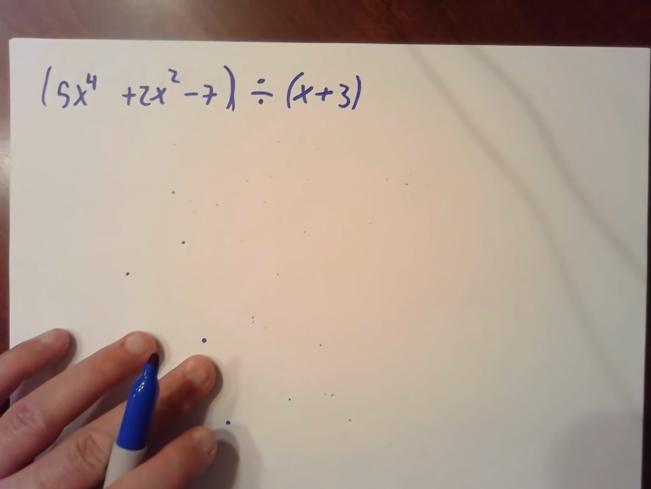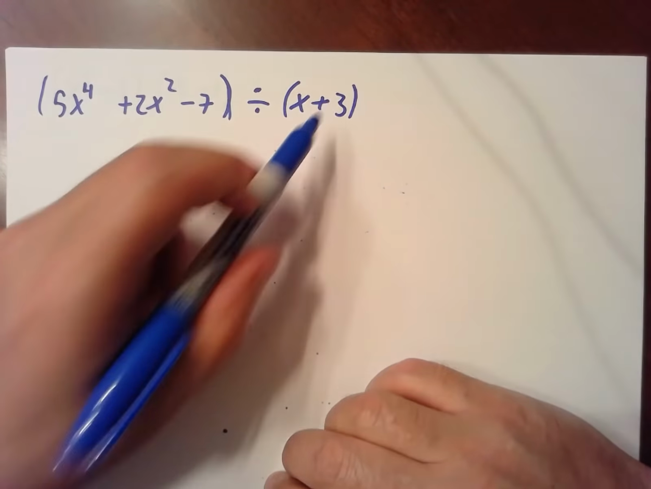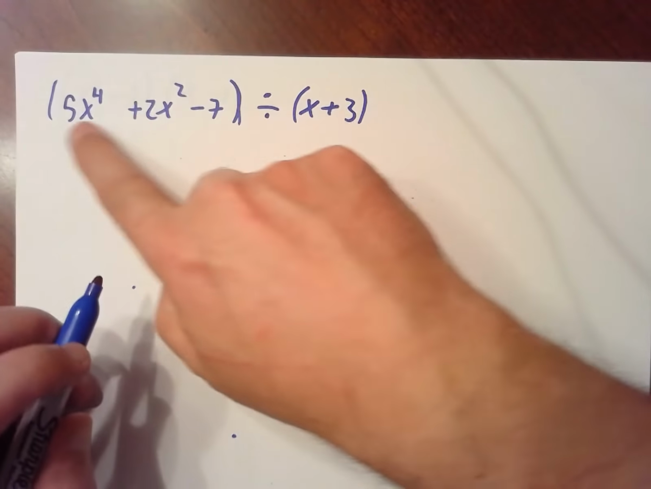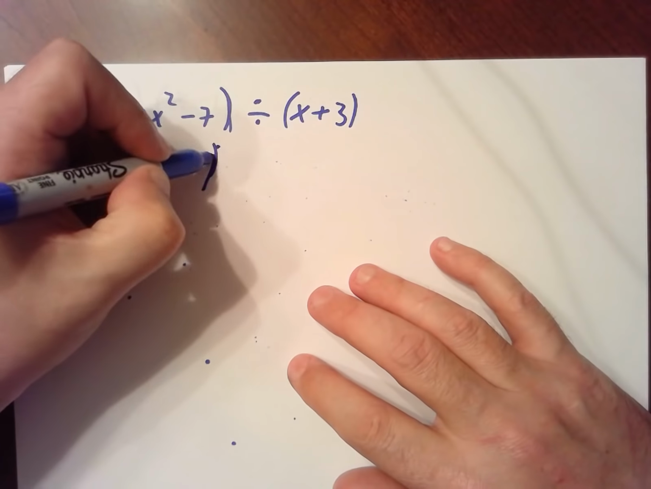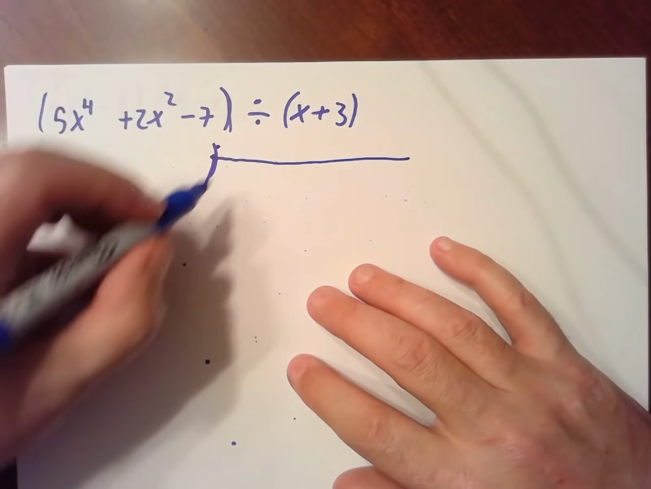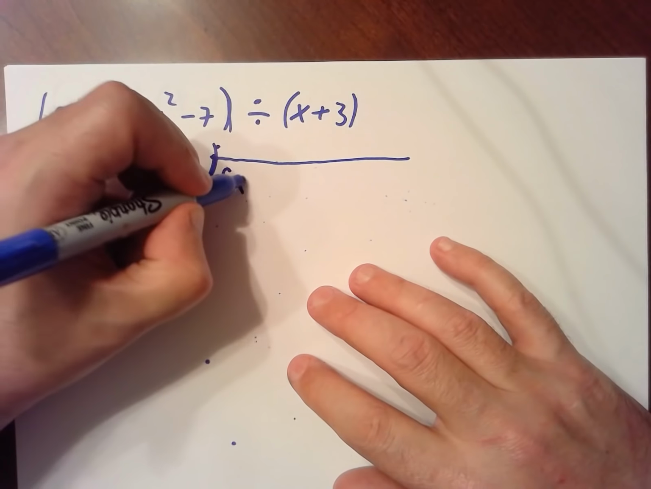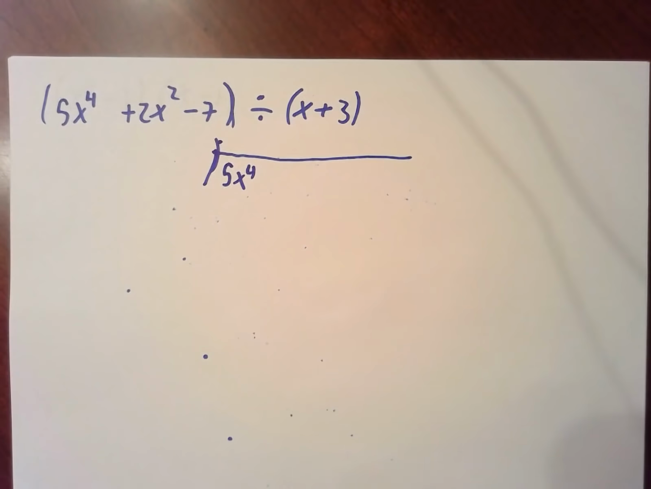Okay, another example. We've got this guy divided by x plus 3. The first one is what goes inside. So 5x to the 4th. Now, just like with real numbers, you can't have missing place values. If I wanted to write 1,000, I wouldn't just write a 1. I would have to have a 0 and all those missing place values.